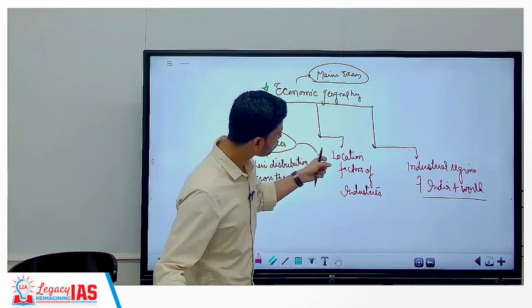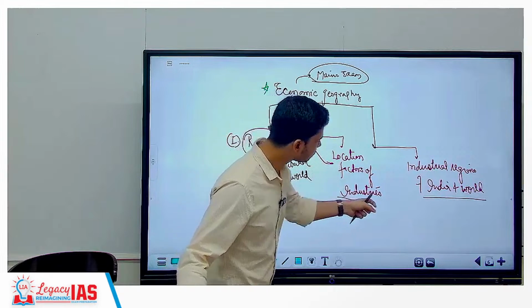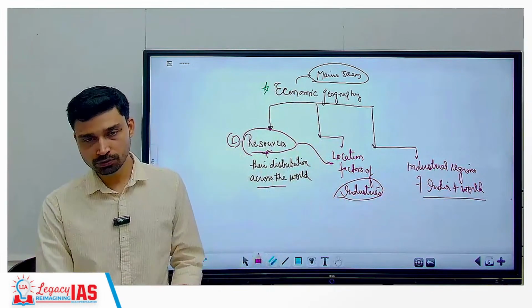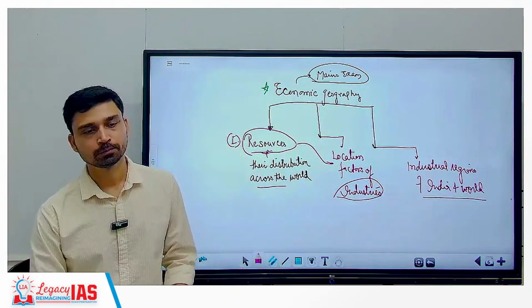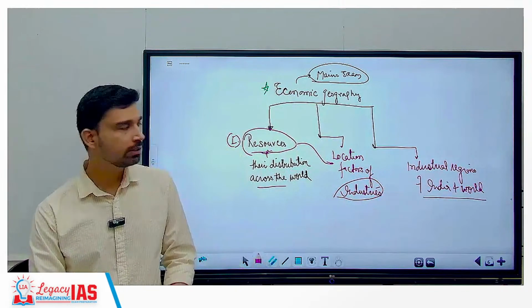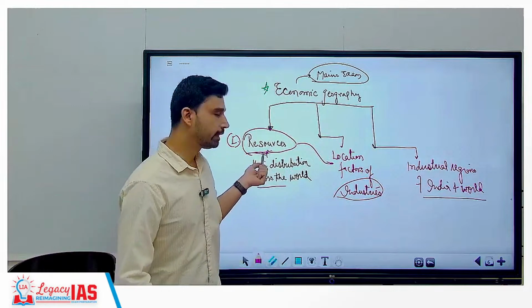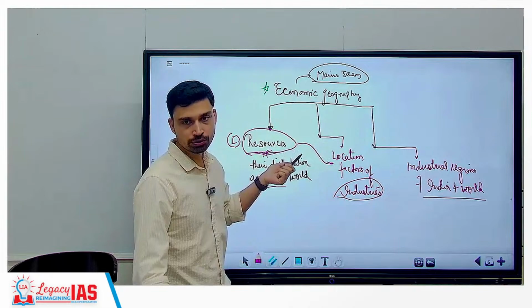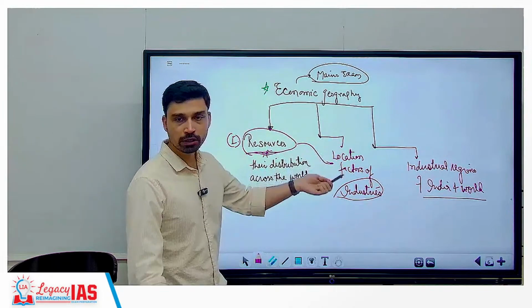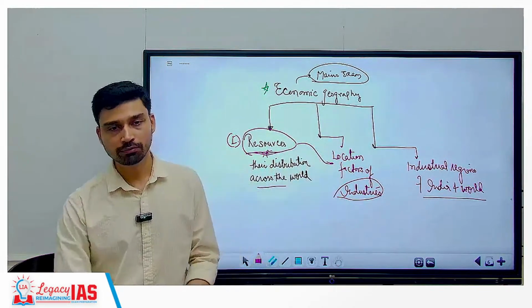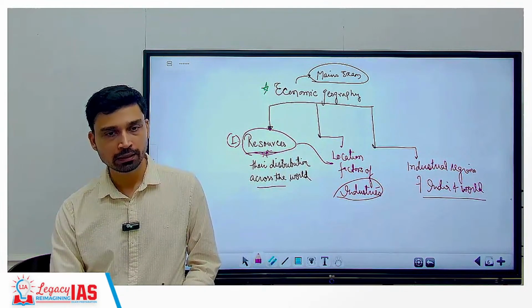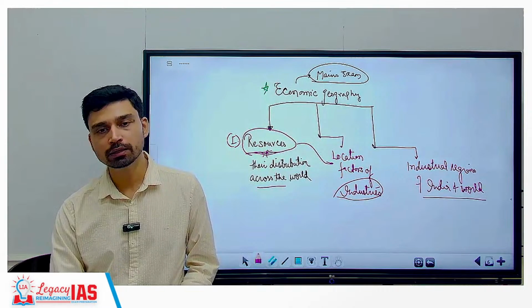Now, based on the resources, what do we have? Industries. Okay, what is industry? What is the purpose of an industry? Manufacturing. That means basically what industry does is it takes up the raw material, which is an example of resources, and then processes it, converting it into some end product which can be used for our purpose, either for companies, industries, or for direct consumers.